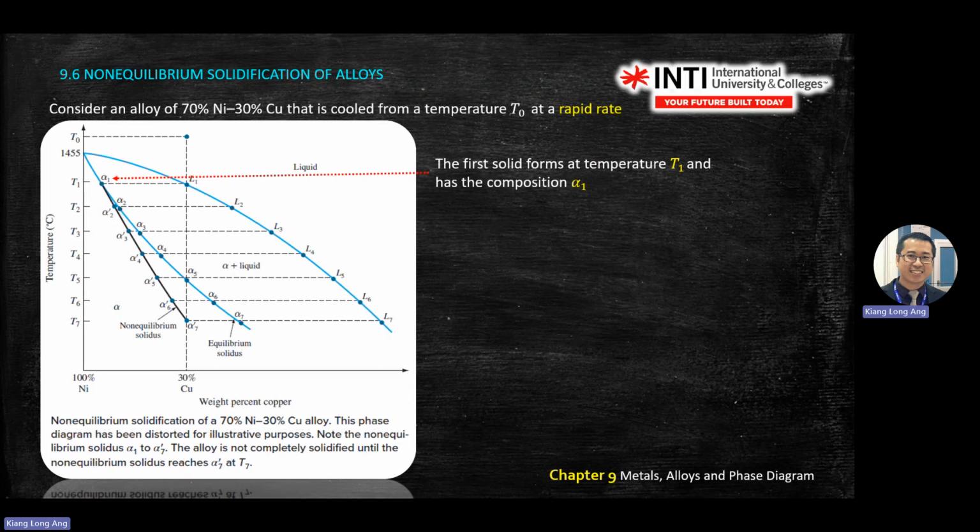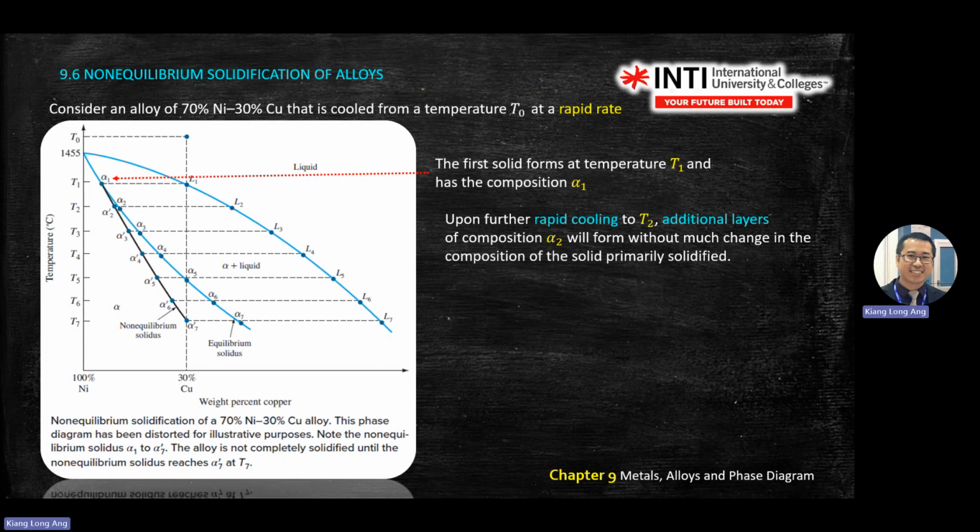But in this case, if you draw another line at this lower temperature, this line is already 100% solid. At 100% solid, what is the composition? About there. That means it's no longer 30% composition. It's here. So you have alpha 1 composition.